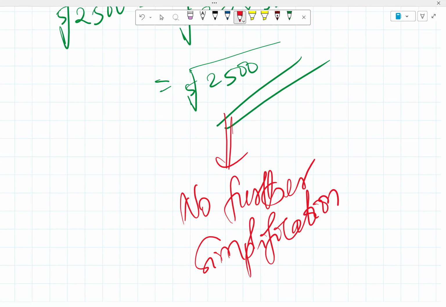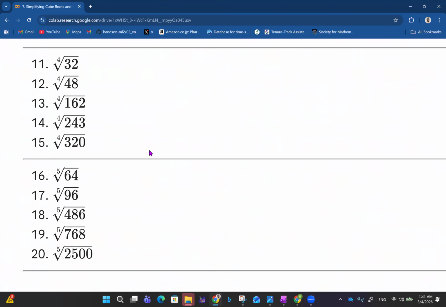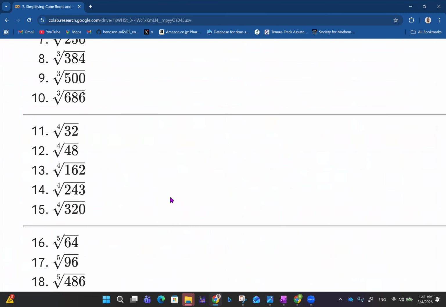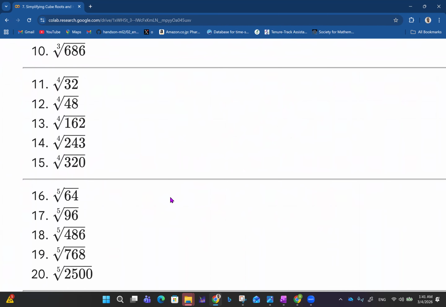So we just know that for square roots, we take pairs of the prime factors, and for cube roots, we take triples, we take them in threes. For fourth roots, we take them in fours, and for fifth roots, we take them in fives.